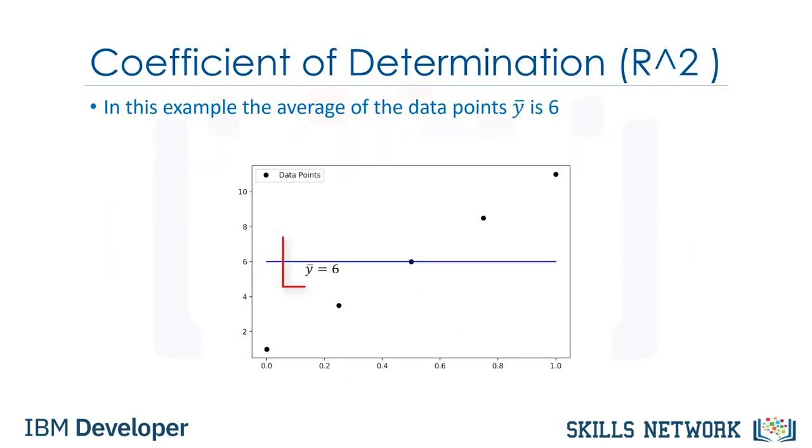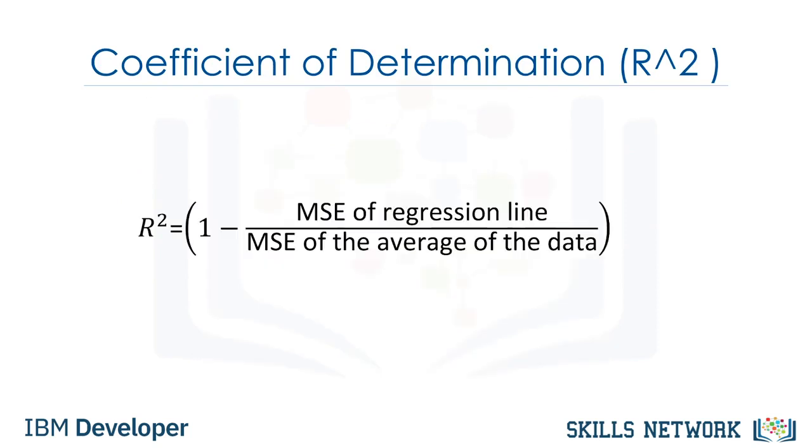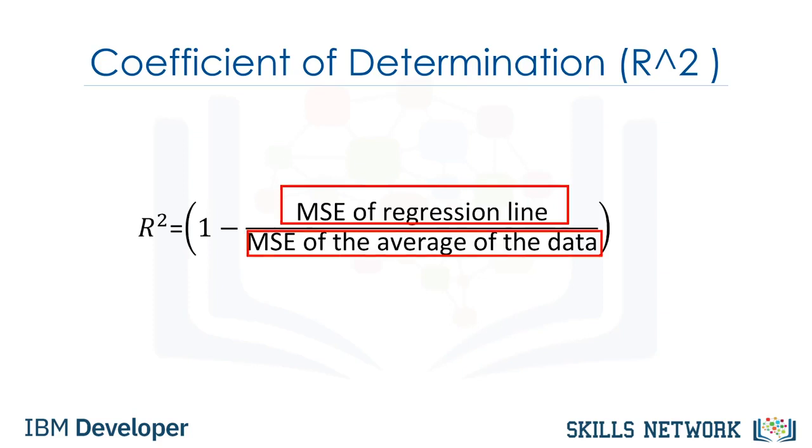In this example, the average of the data points y bar is 6. Coefficient of determination, R-squared, is 1 minus the ratio of the MSE of the regression line divided by the MSE of the average of the data points. For the most part, it takes values between 0 and 1.